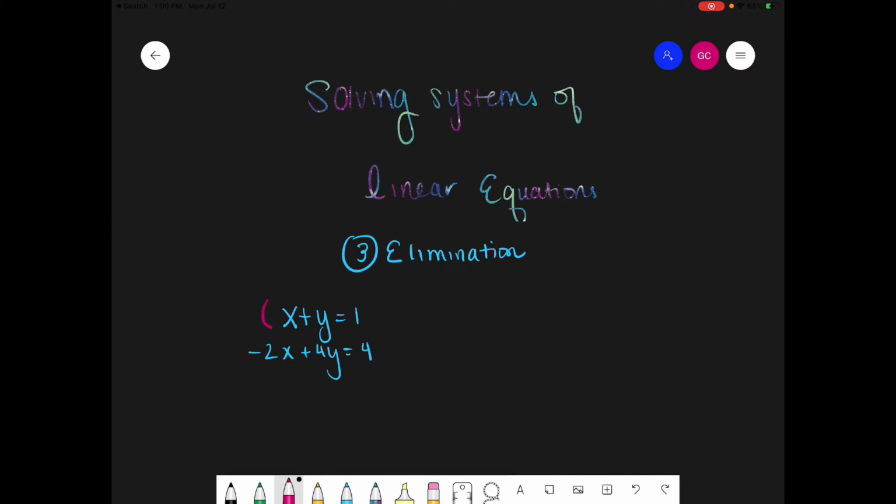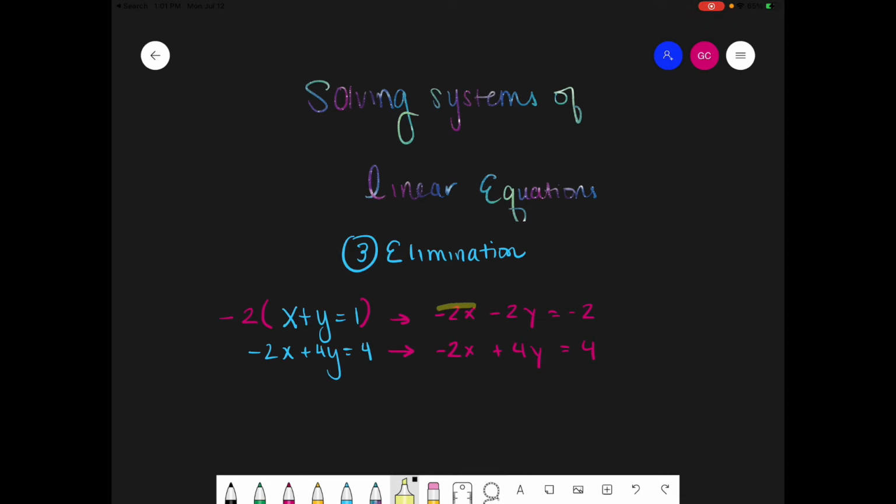We'll multiply the entire equation by a -2. So that'll give us -2x minus 2y is equal to a -2. And then on the bottom here, we haven't changed this equation at all, so it'll just be left as -2x plus 4y is equal to 4.